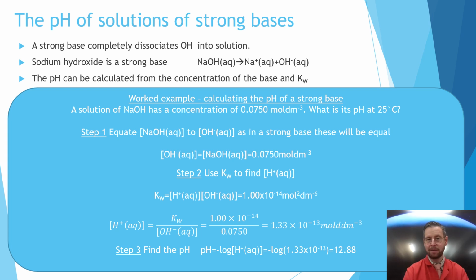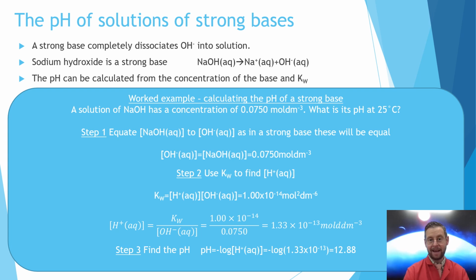So 1 times 10 to the minus 14 divided by 0.0750 would give us a concentration of H plus ions, very small, but measurable, 1.33 times 10 to the minus 13 moles per decimeter cubed. And now, through the straightforward pH formula, minus log of the H plus will give us the pH, we can put in that very tiny value of the concentration of H plus, and we get a pH of 12.88.